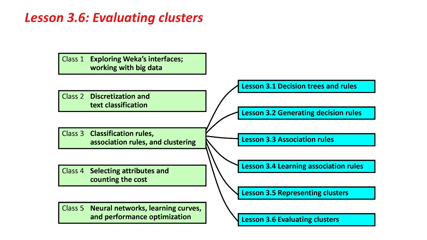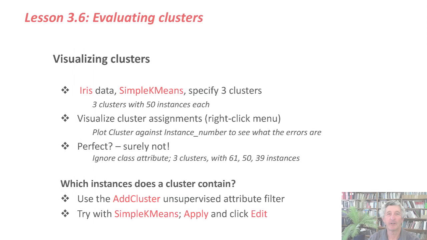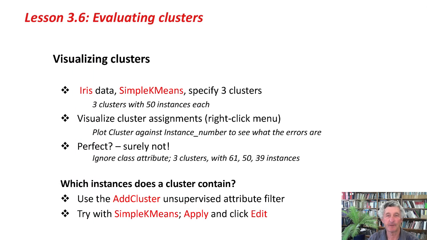Hello again. This is lesson 3.6 and we're still talking about clustering. In the last lesson we looked at some different clustering algorithms and each of them had a different kind of metric. I think the simple k-means talked about the total squared distance of each instance from its cluster center. Now, that's not necessarily a good way of evaluating clustering, and it certainly makes it difficult to compare the results of different clustering algorithms. So one thing we can do in Weka is to visualize the clusters.